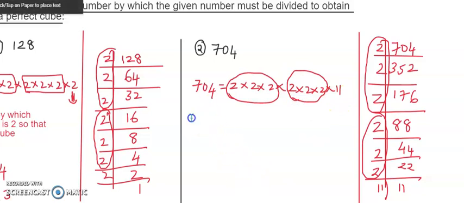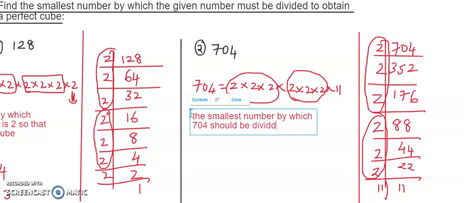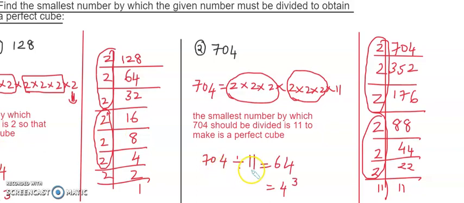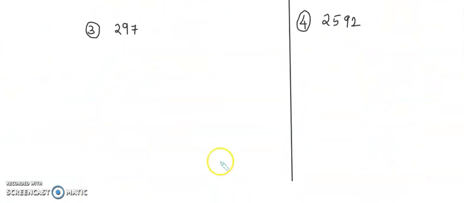So the smallest number by which 704 should be divided is 11 to make it a perfect cube, right? So when you divide 704 by 11, you get 64, which is again a 4 cubed. Coincidentally, both are the same. Now 297. Let's do that.